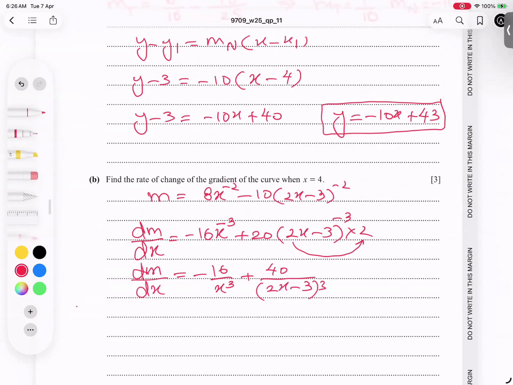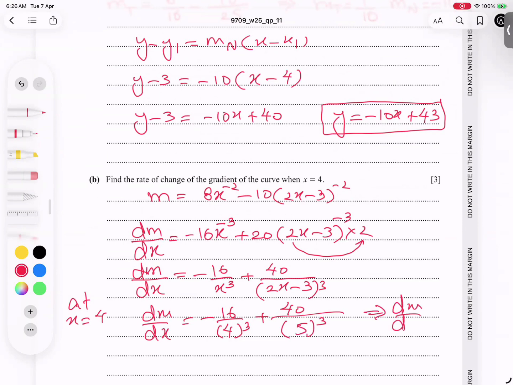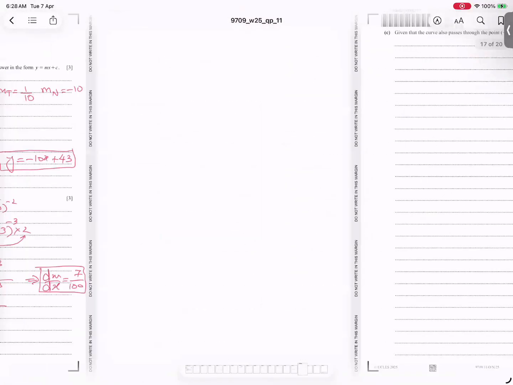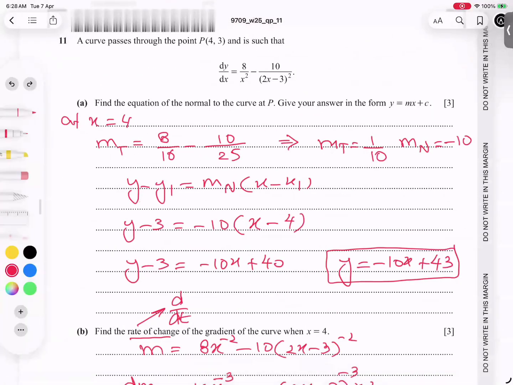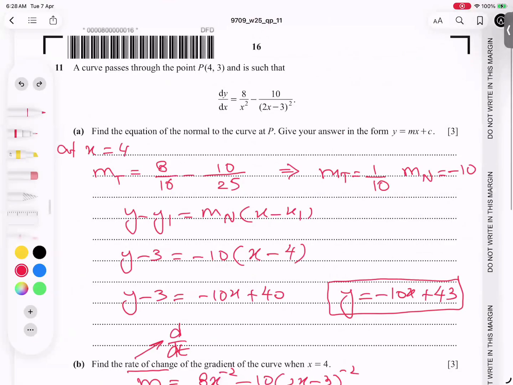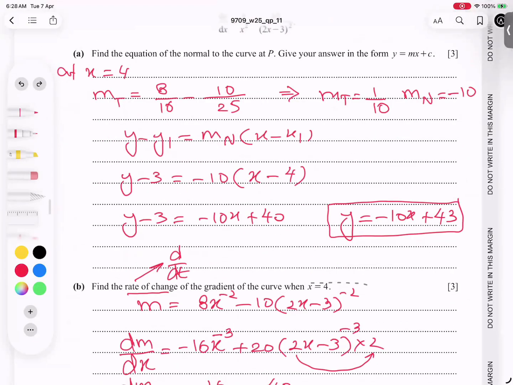This is called differentiation of gradient. At x equals 4, I plug in dm over dx. So negative 16 over 4 to power 3 and plus 40 over, so 4 twos are 8, 8 minus 3, 5 to power 3. And when I calculate, I check it, dm by dx, I'm getting 7 over 100. For this reason, we are looking for the equation of the curve. So I need this one.